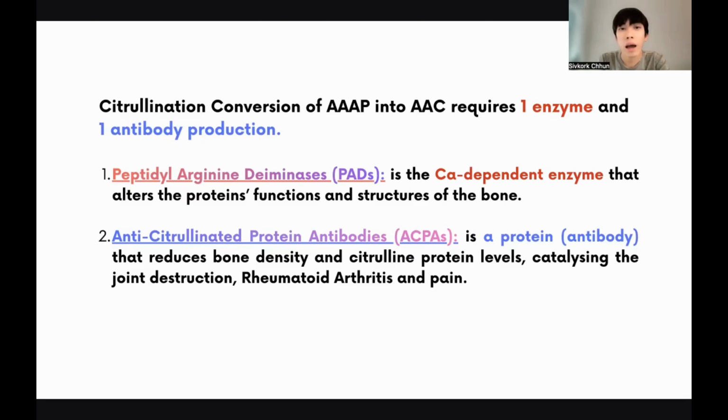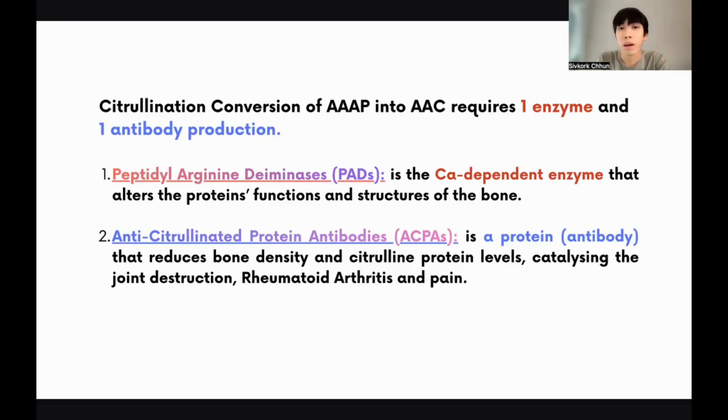Then the other one, antibody production, is a type of protein called anti-citrullinated protein antibodies. We call it ACPA, and we also have the ACPA test in the diagnosis of rheumatoid arthritis. These antibodies reduce bone density and the citrulline protein level, and reducing the citrulline protein level and bone density then accelerates joint destruction.